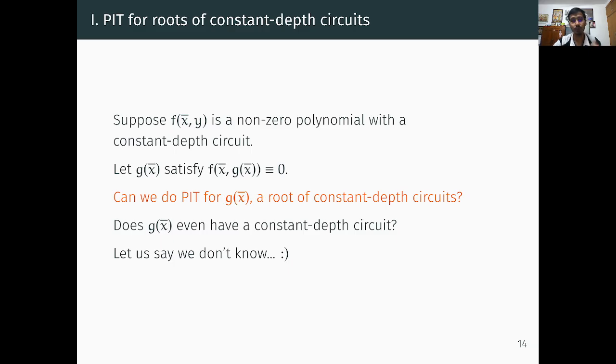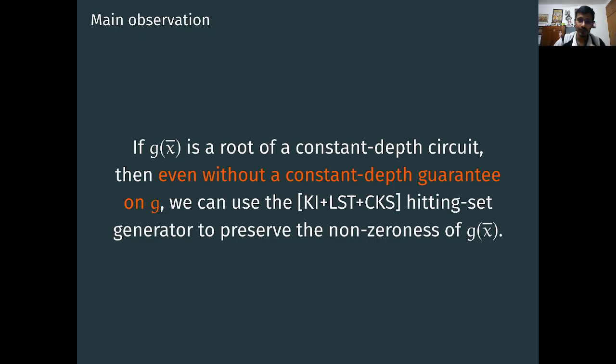And for now, let us say we don't know whether it has a constant depth circuit or not. The main observation here is that if G is a root of a constant depth circuit, then even without a constant depth guarantee on G, we can still use the Kabanets-Impagliazzo plus LST plus CKS hitting set generator to test or preserve the non-zeroness of G(x). So note that this hitting set generator is only supposed to work for constant depth circuits, but even without a constant depth guarantee on this root, you can still show that it works.